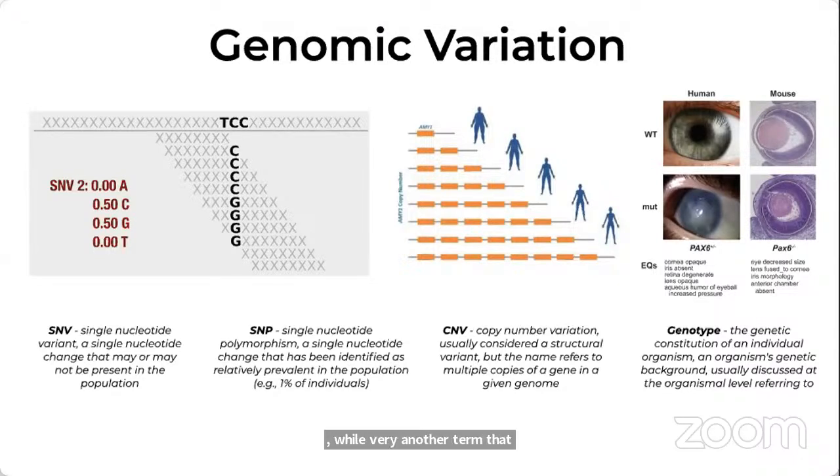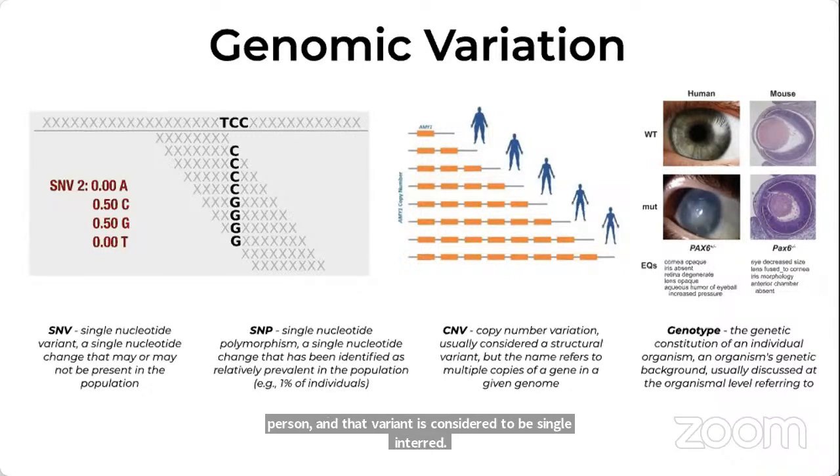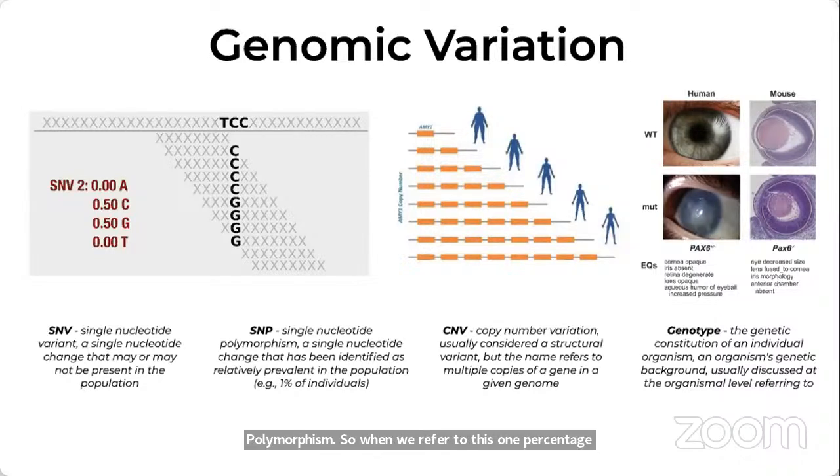Another term that we always hear is single nucleotide polymorphism. When we observe a specific variant in more than 1% of the population, that variant is considered to be a single nucleotide polymorphism. So when we refer to this 1%, that refers to the whole population set of that specific group, not the samples themselves.